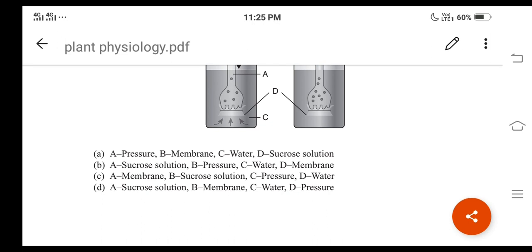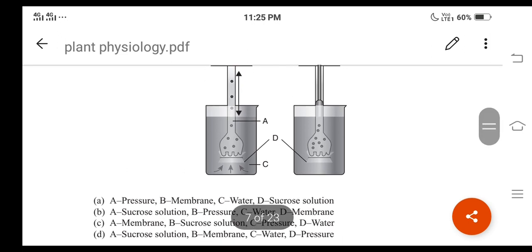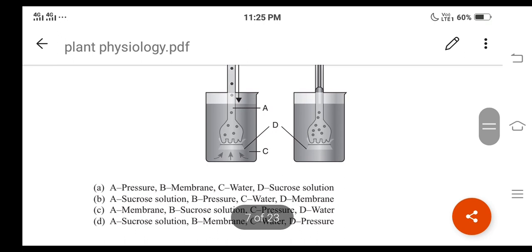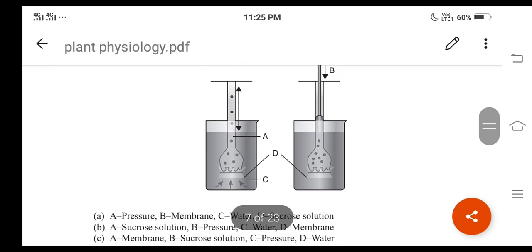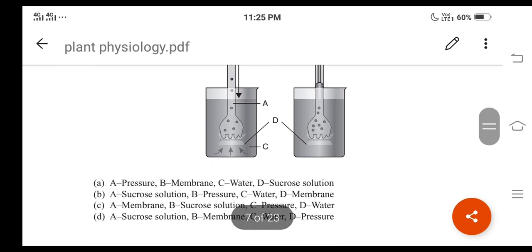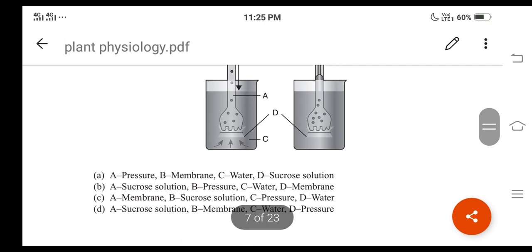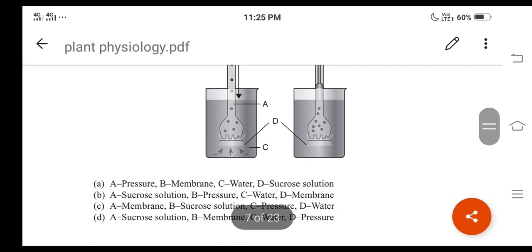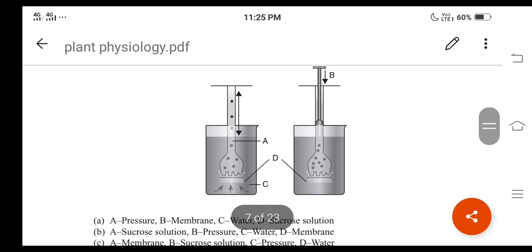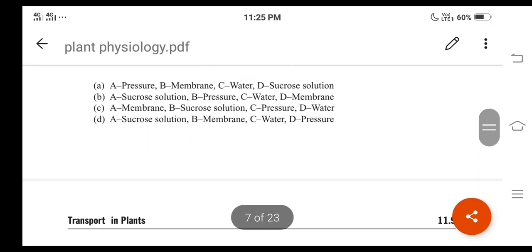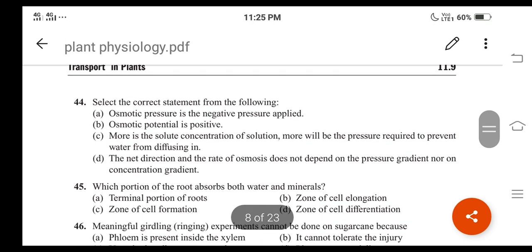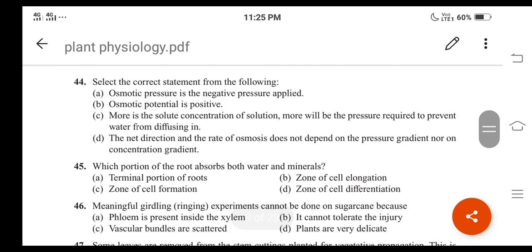Option B means what here? A refers to sucrose solution, B refers to pressure, C refers to water, and D refers to membrane. So option B is the right answer. Then let us move on to the next question, question number 44. Select the correct statement from the following.